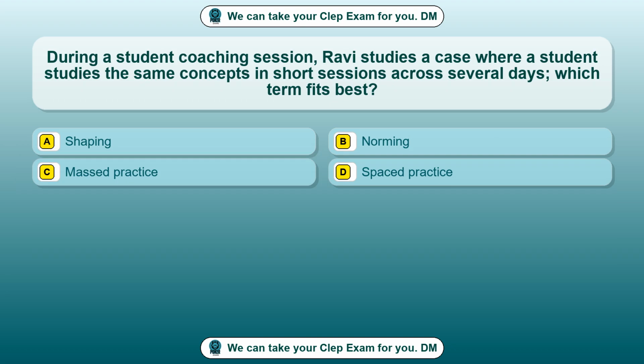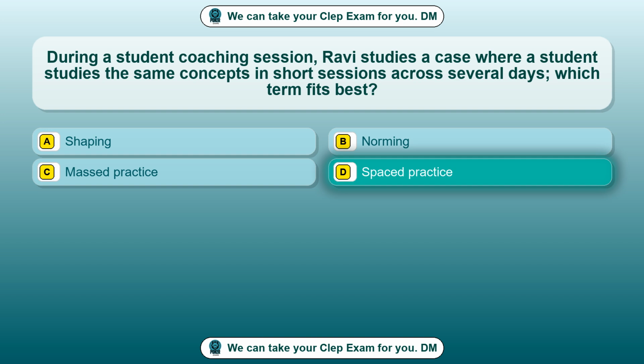Question 38. During a student coaching session, Ravi studies a case where a student studies the same concepts in short sessions across several days. Which term fits best? Option A, shaping. Option B, norming. Option C, massed practice. Option D, spaced practice. The correct answer is option D.